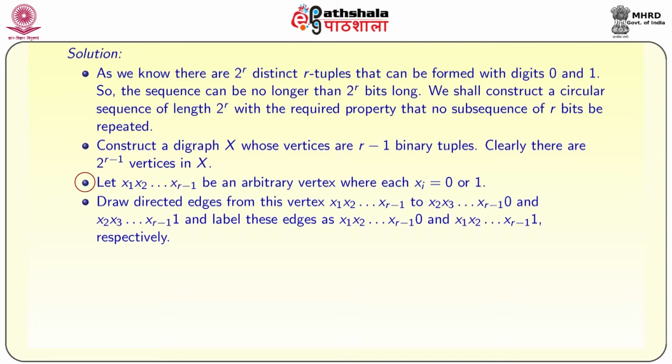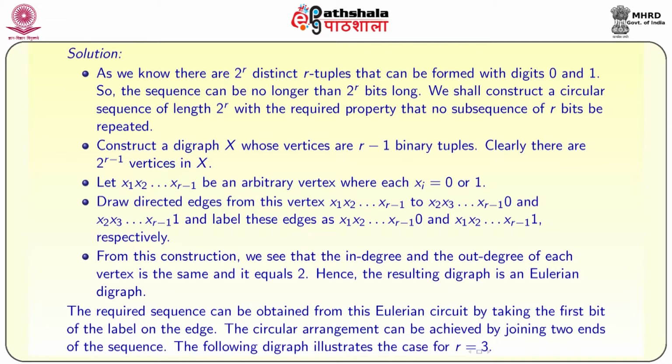Let x1, x2 and so on up to x(r-1) be an arbitrary vertex, that is a binary sequence of length r-1. Each xi value is either 0 or 1. Draw directed edges from this vertex x1, x2, ..., x(r-1) to x2, x3, ..., x(r-1) 0 and x2, x3, ..., x(r-1) 1, and label these edges as x1, x2, ..., x(r-1) 0 and x1, x2, ..., x(r-1) 1 respectively. So, for each vertex we draw 2 edges and we label them also.